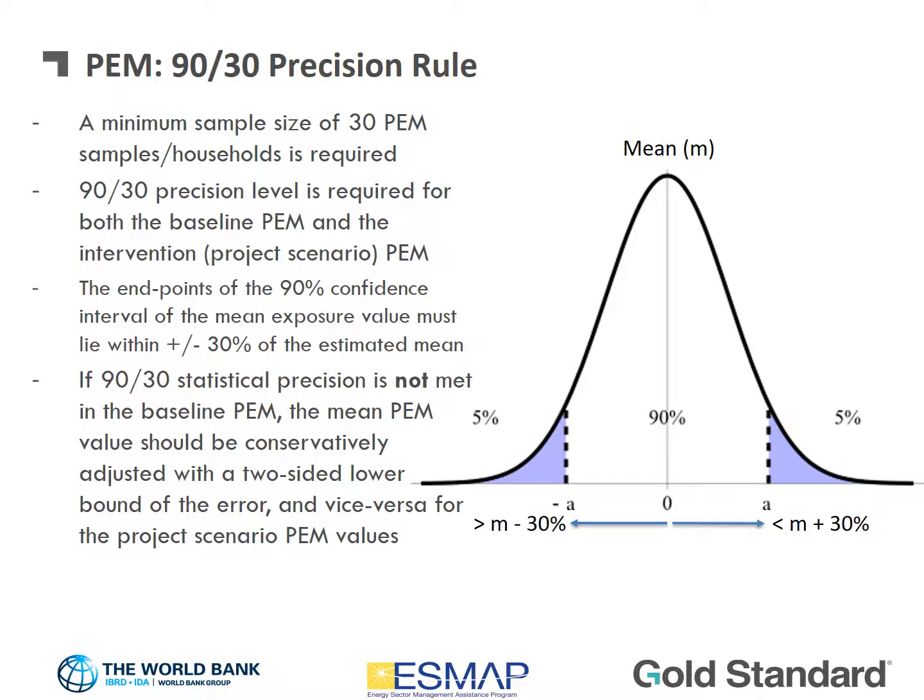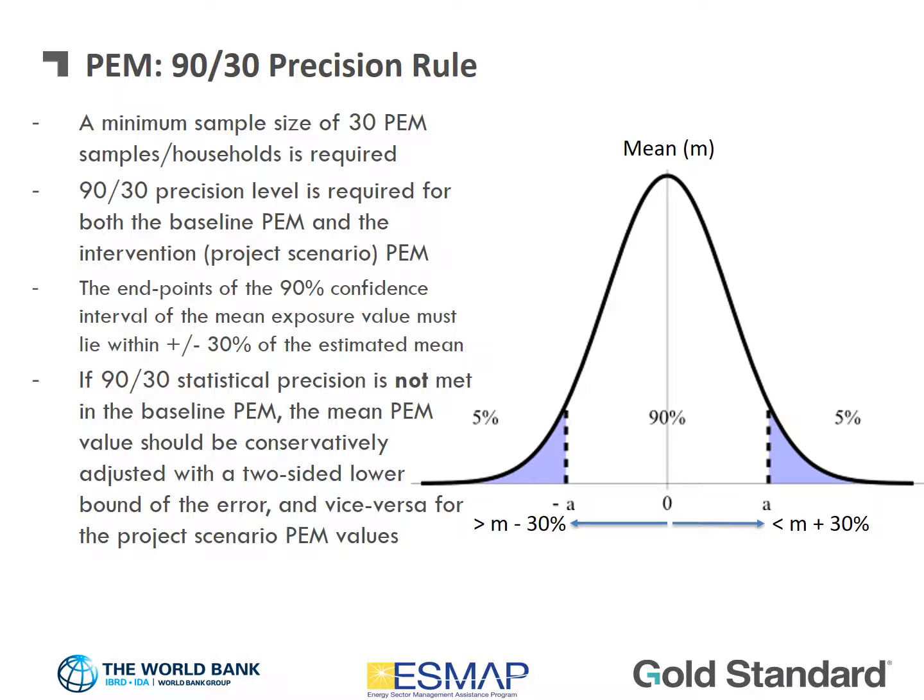So if the 90% confidence interval is wider than 30%, say it's the mean minus 40% to the mean plus 40%, that means you have a wider curve or more variability in the measurement, and so you have less confidence in your measurement, thereby not meeting the 90-30 rule. So just to help visualize what that 90-30 rule means, there's a little demonstration there for you.